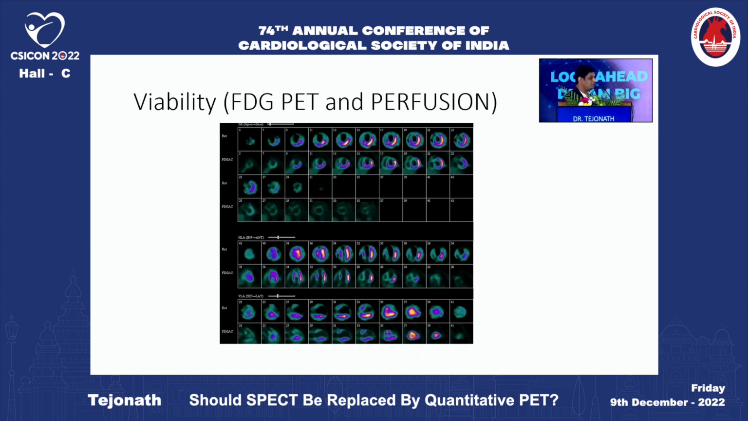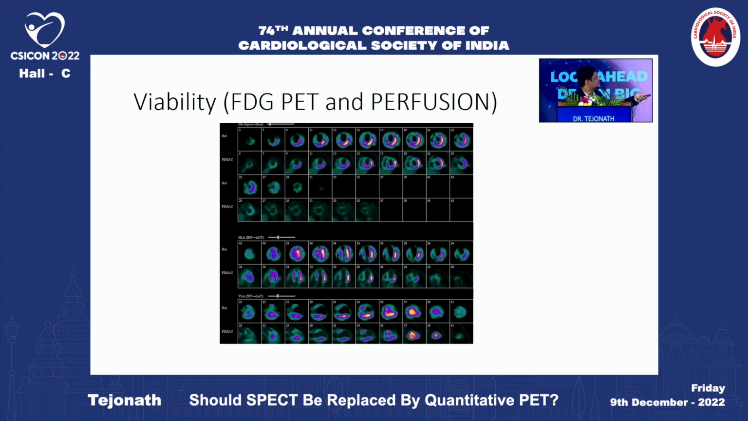I'll quickly run through a few of the slides on viability assessment as well. For viability assessment, two imaging studies are required: one is perfusion and the other is FDG. Put together, we assess the area where there is no perfusion. If we see FDG uptake, then it means that it is hibernating myocardium. I'll be showing a few slides on cardiac sarcoidosis as well.